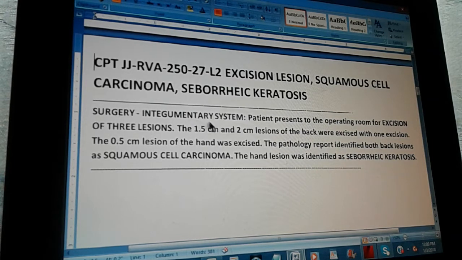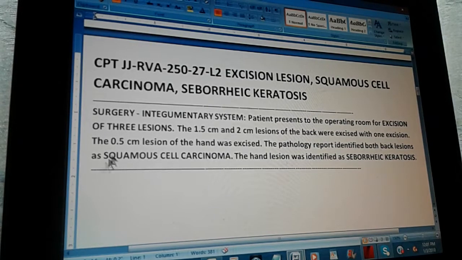Surgery. Integumentary system, which means skin. Patient presents to the operating room for excision of 3 lesions. There are 3 lesions there that have to be excised, that have to be taken out. The 1.5 centimeters and 2 centimeter lesions of the back were excised with 1 excision. Okay, so we have 2 lesions in the back, and they were taken out with just 1 excision, right? Next. The 0.5 centimeter lesion of the hand was excised. And now there's another one in the hand that was also excised, right?